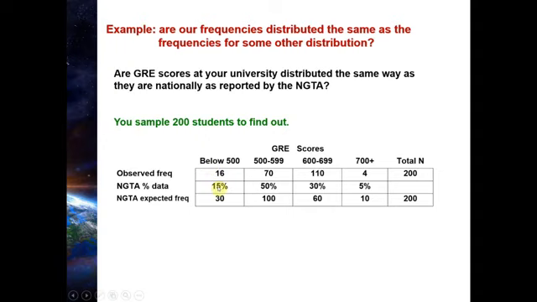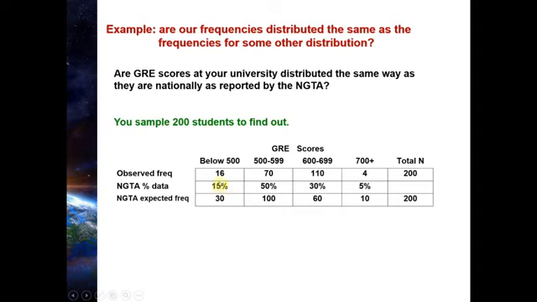All right, so how do we go from percentages to frequencies or frequencies to percentages? Some people find it easier to go one way or the other way. But I'll show you both ways, just cover all the bases. Right here, what I've done in this last row is I've taken the NGTA data, and instead of using percents, I converted it to a frequency.